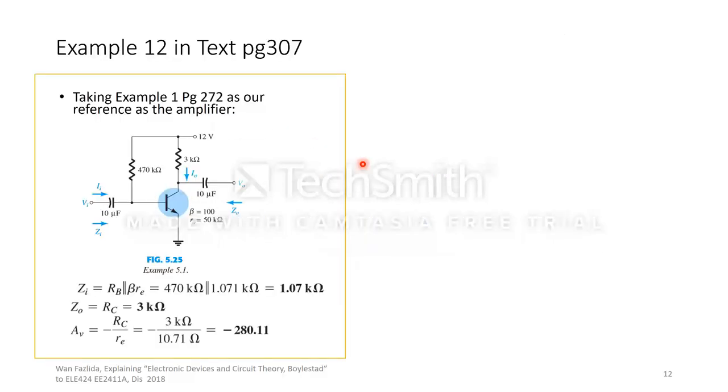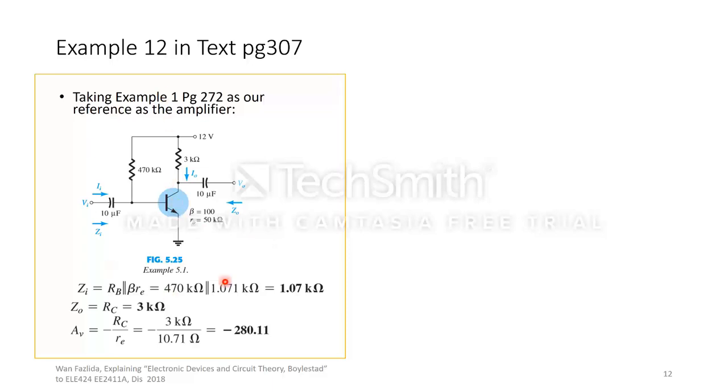So now let's have an example, example 12 in the textbook, page 307. Example 12 is actually taken from example 1. We have done this example, which is the fixed bias small signal AC analysis with BJT. I have purposely taken this example so that you see how this actually works. So this is an amplifier.